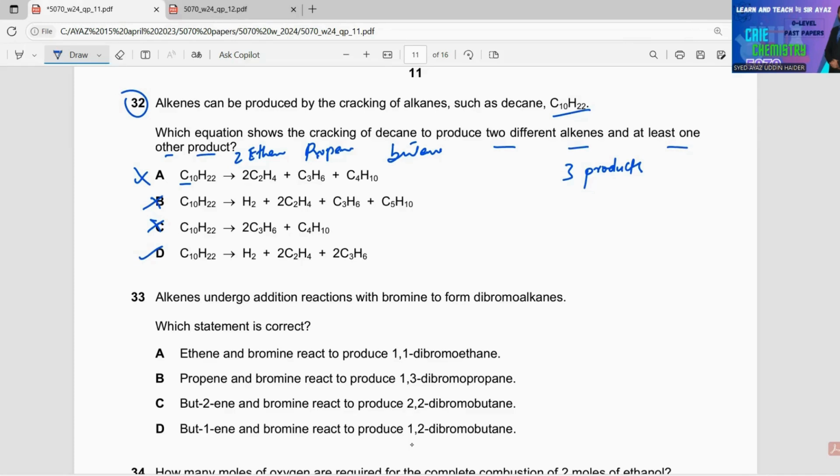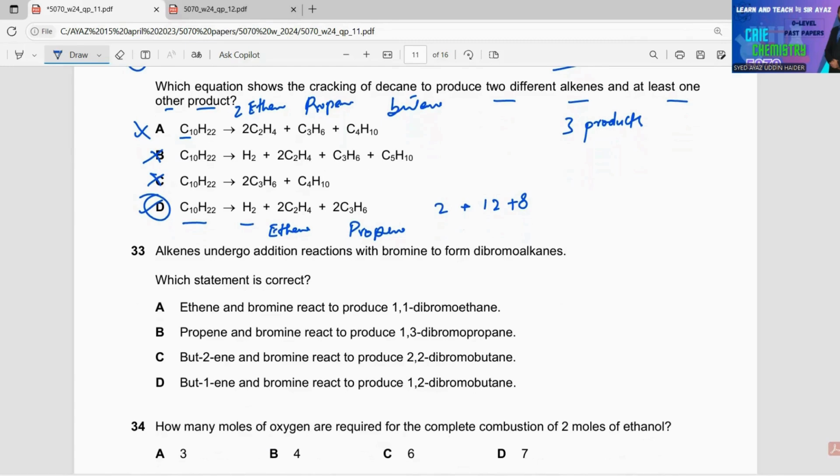What about D? We have again C10H22. We have hydrogen gas produced and 2 moles of ethene and 2 moles of propene produced in this case. So let's count the number of carbon atoms on the product side. 2 2s are 4 and 2 3s are 6, 6 plus 4 is 10. C10 balanced. What about hydrogen? 2 4s are 8, so we have 8 hydrogen atoms here. 2 6s are 12. 12 plus 8 and plus 2. So if you add these up, you will get H22. So D must be the right answer in this case.